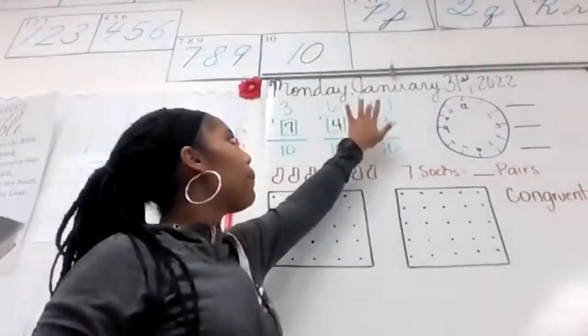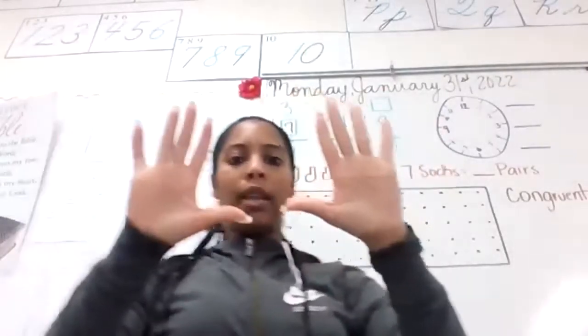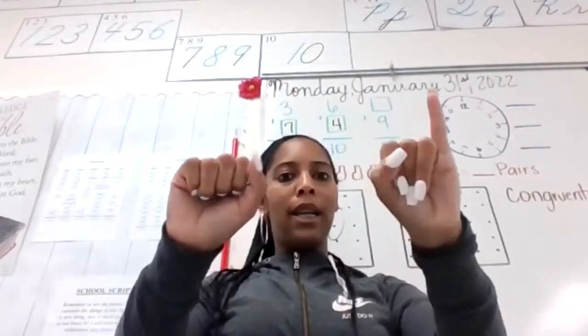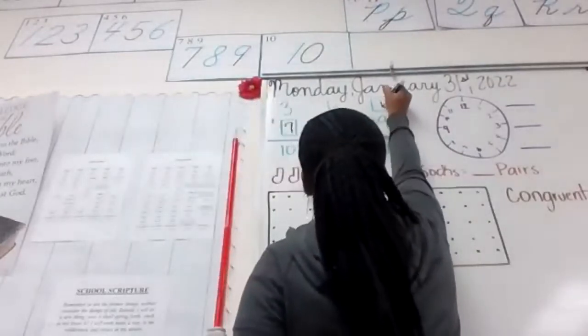Next one, I have blank plus 9 equals 10. So I'm trying to get to 10 again. And I know that I have 9. How many do I have remaining? So that means 1 plus 9 equals 10.